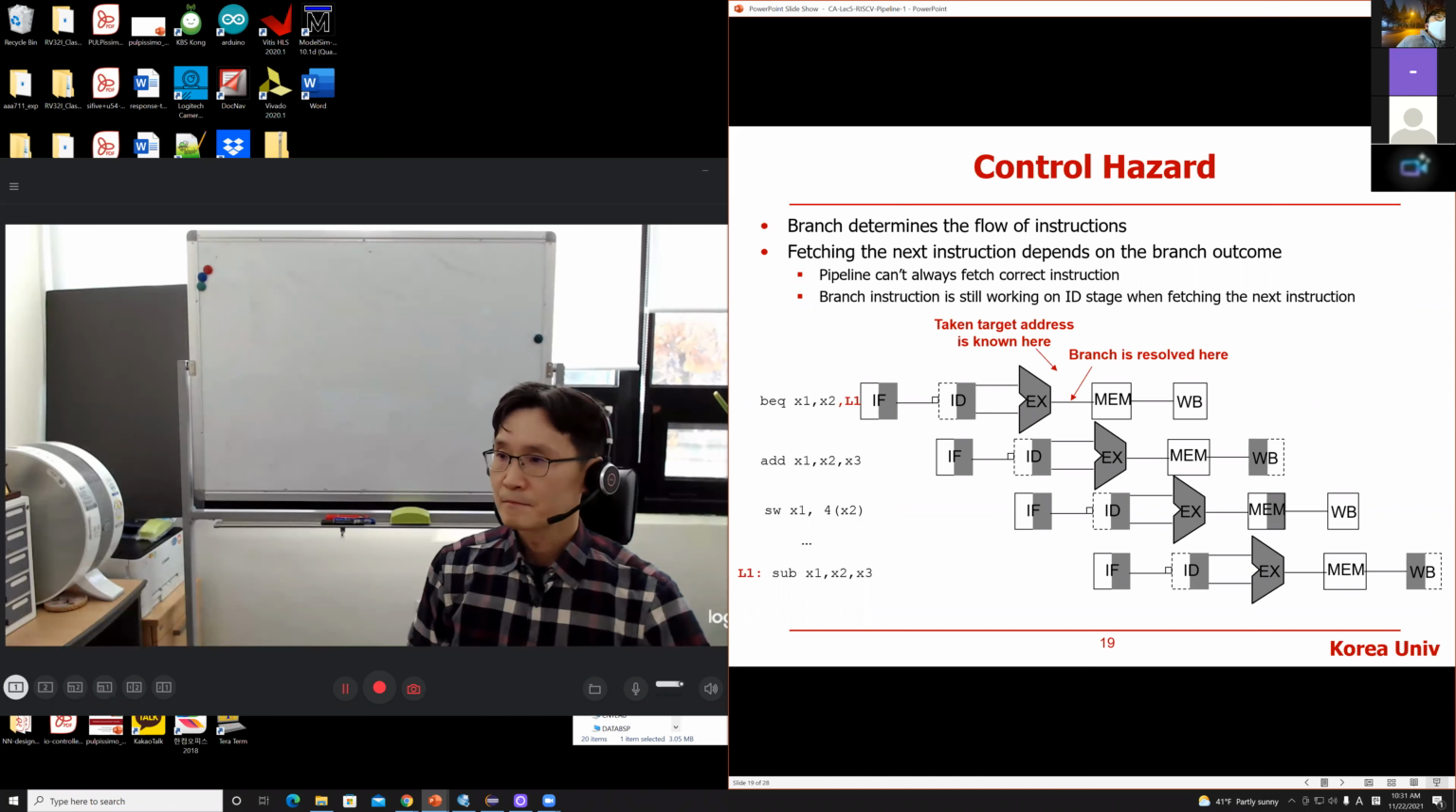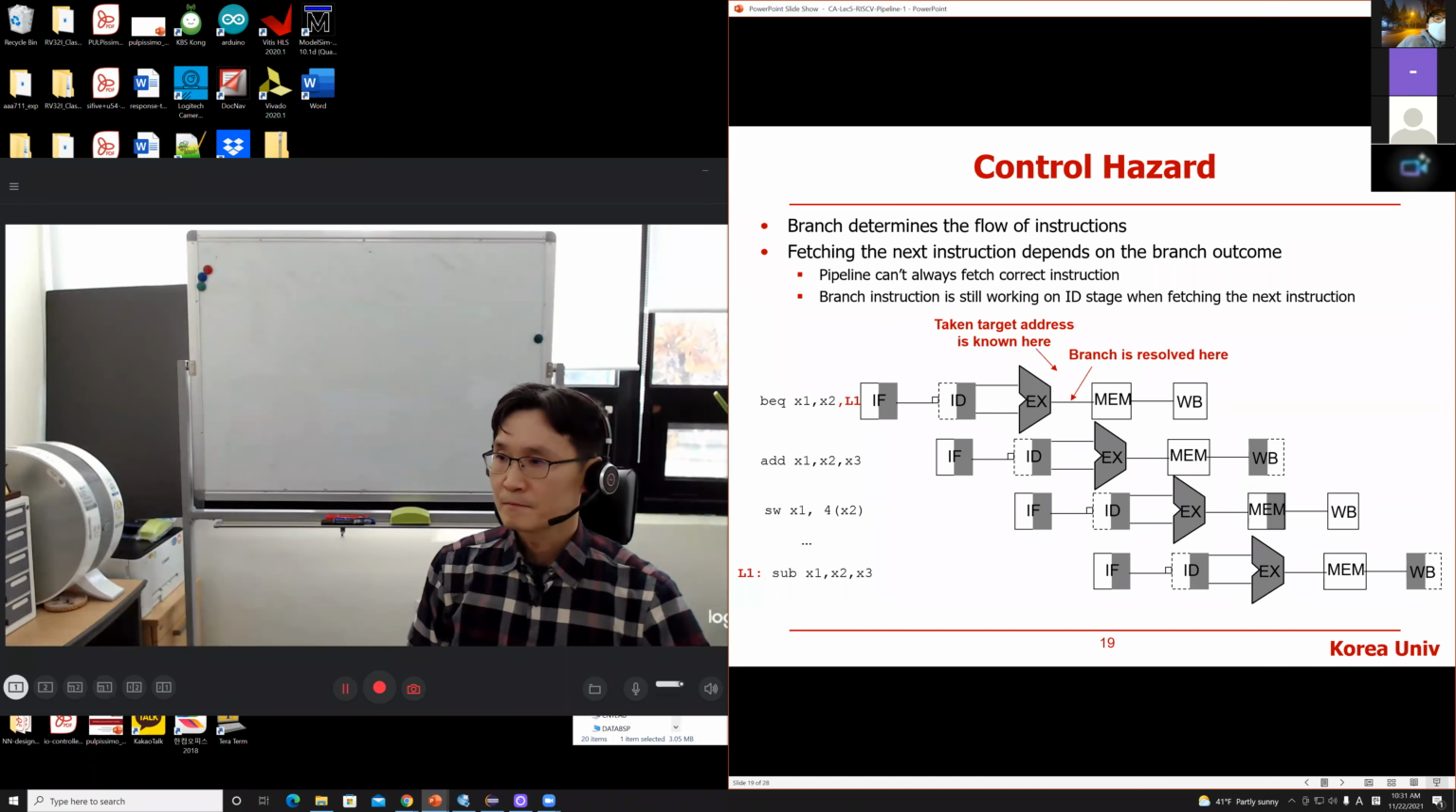A branch determines the flow of instructions. Fetching the next instruction depends on the branch outcome. Pipeline can't always fetch the correct instruction. Branch instruction is still working on ID stage when fetching the next instruction.